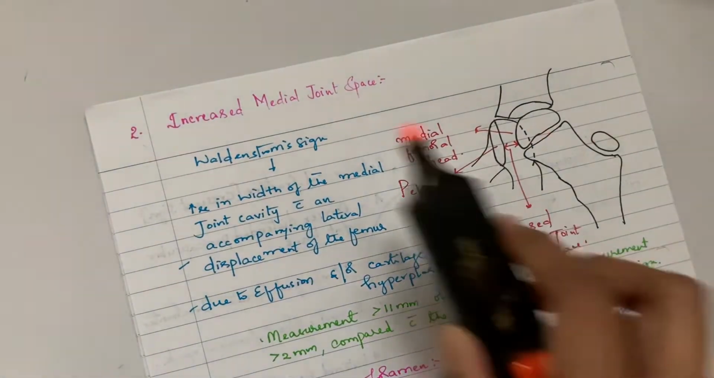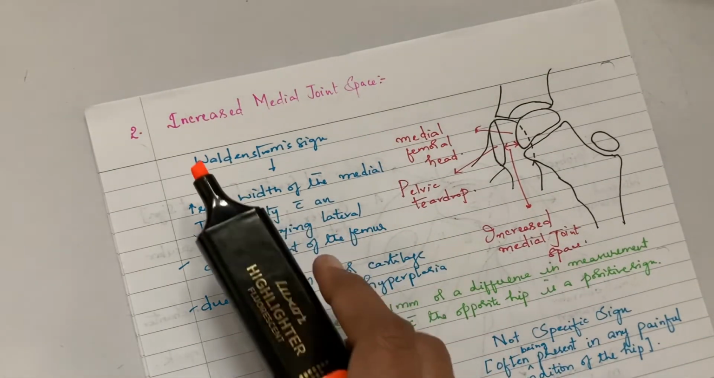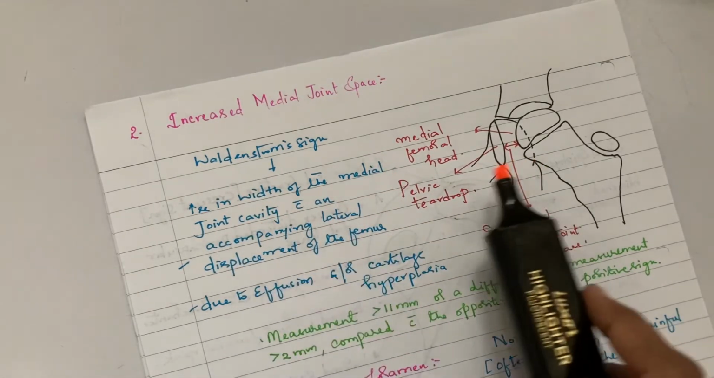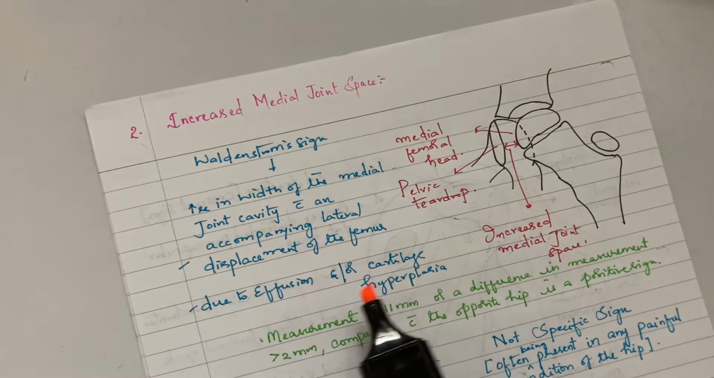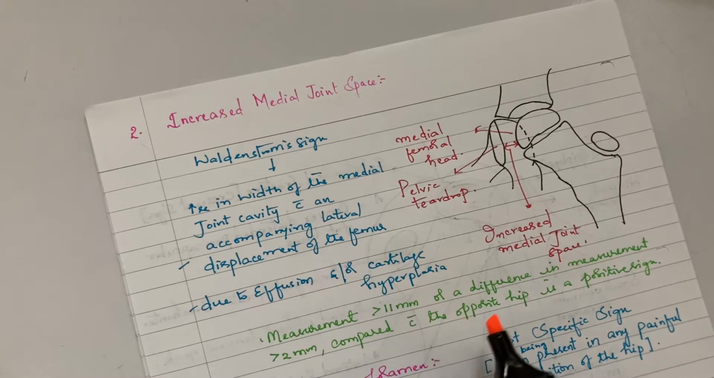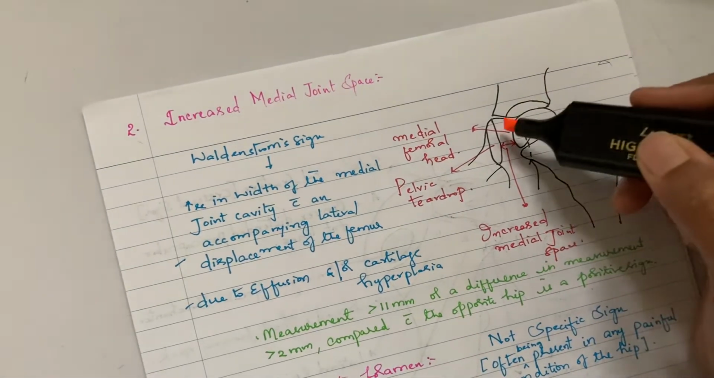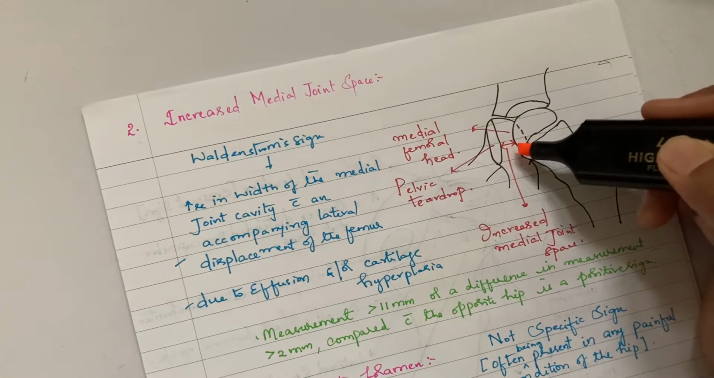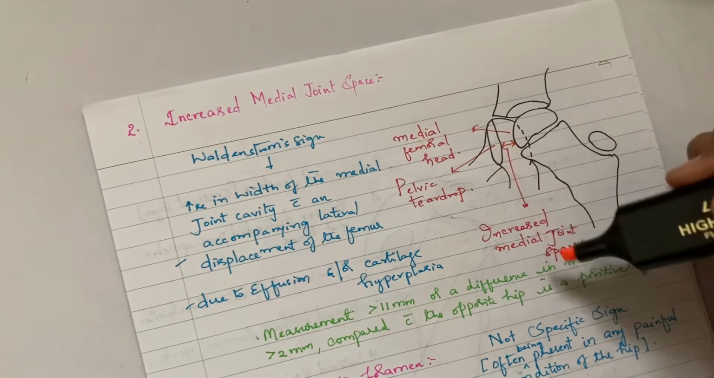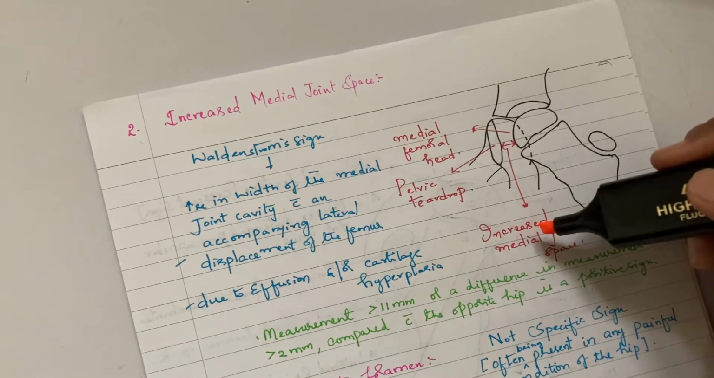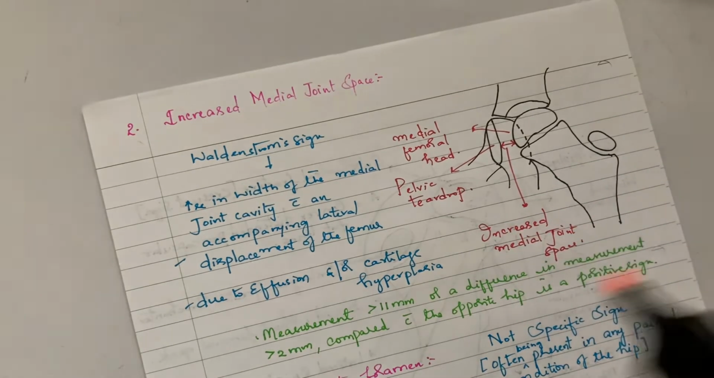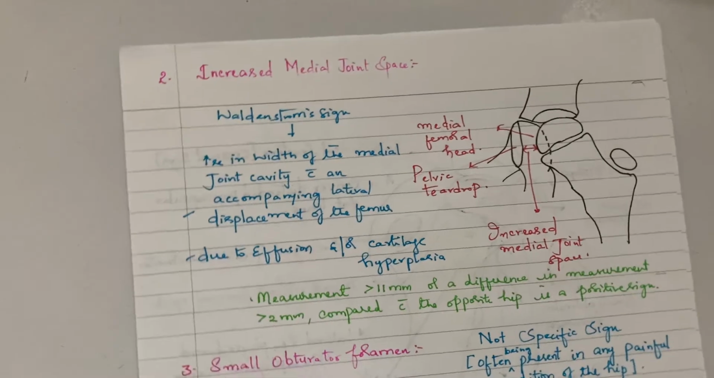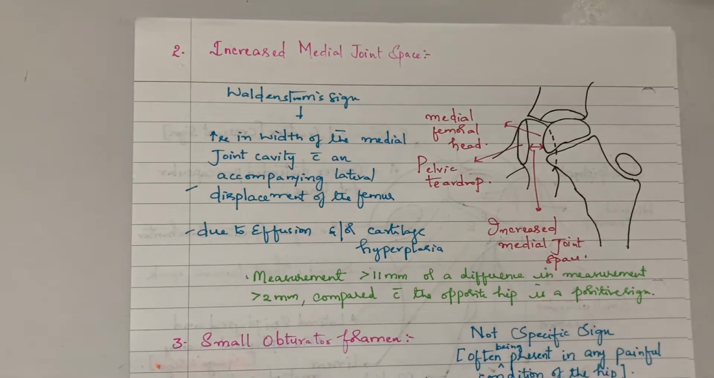On X-ray, look for increased medial joint space. There is a sign called Waldenström's sign. What is this? It is an increase in the width of the medial joint cavity of the hip joint with an accompanying lateral displacement of the femur. This is due to effusion or cartilage hyperplasia. Here you can see how you measure it. This is the coalesced pelvic teardrop, and here you have the medial aspect of the femur. The distance between them gives the medial joint space. In Perthes disease, this medial joint space is increased. A measurement of more than 11 mm, or a difference of more than 2 mm compared to the opposite side, is a positive sign.